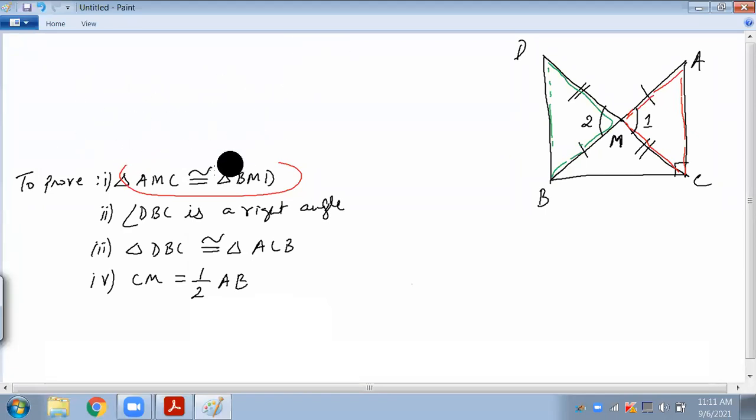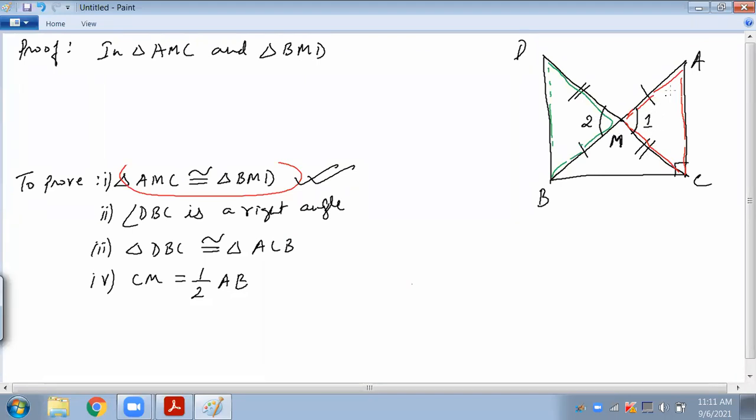Now we're going to show the triangle AMC congruent to triangle BMD. So we'll start the proof. Since we are going to show these two triangles congruent, we'll write in triangle AMC and triangle BMD. What do we have? Side, angle, side of one triangle equal to side, angle, side of another one. So that means they will be congruent by SAS.